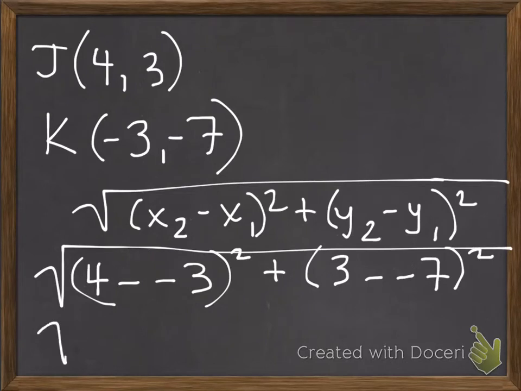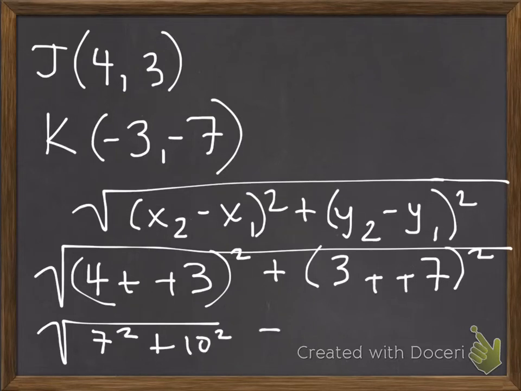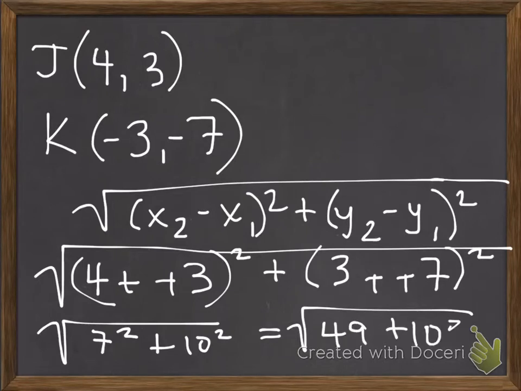Then we simplify the parentheses. 4 minus negative 3 becomes 7 squared, plus 3 minus negative 7 becomes 10 squared. So you get the square root of 49 plus 100. But again, since this is going to give me an irrational number, a decimal that never ends, we're going to just leave it in terms of square roots. So the square root of 149 is my answer.